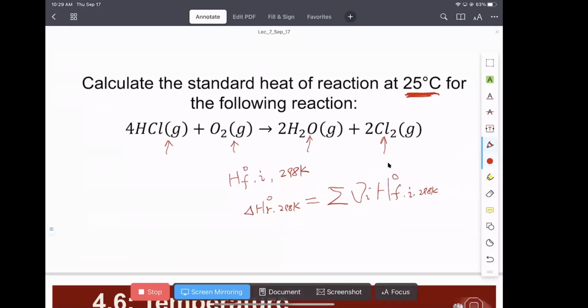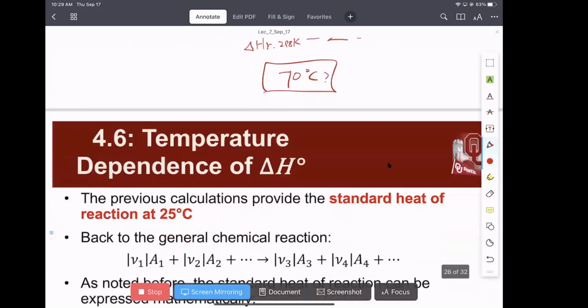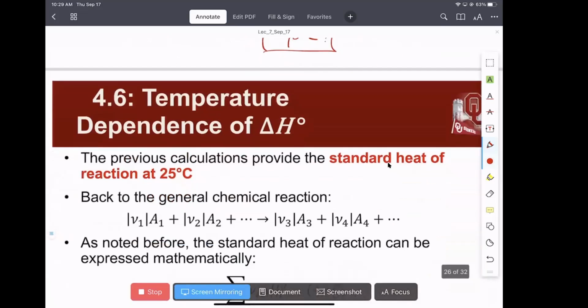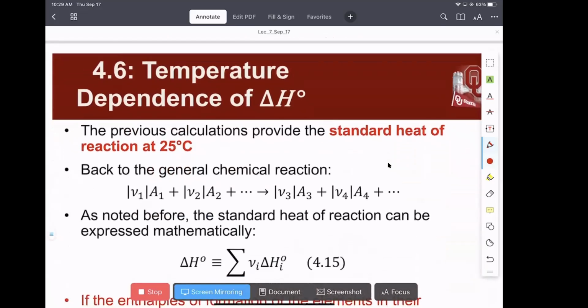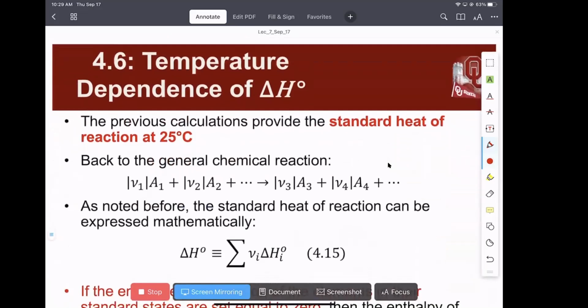Then the question is, what if the reaction is no longer at this 25 degrees C? What if this is at 70 degrees C? So how do we calculate those changes? Then we need to worry about the temperature dependence on this. I probably need to use 3 more minutes to go over a few slides if you stay with me.